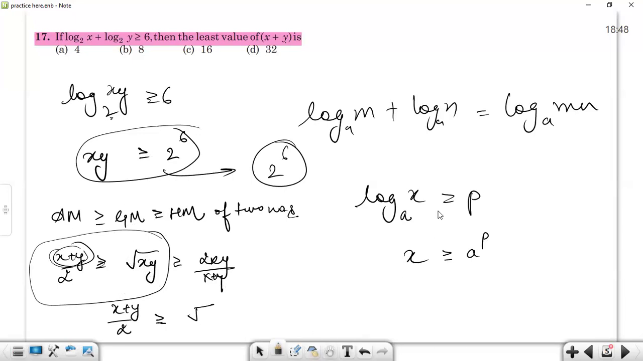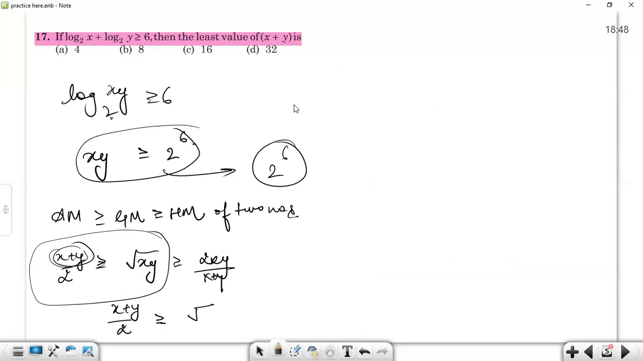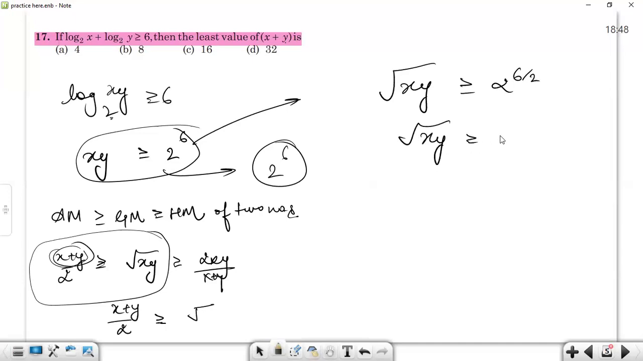Let's do one thing, let's create space for us. Taking square root on both sides, 2 raised to power 6 divided by 2, because the square root of xy divided by 2 gives 2 raised to power 3. Okay, clear till now? Yes, sir. So this is our arithmetic mean, which is greater than or equal to the geometric mean, and the geometric mean is itself.